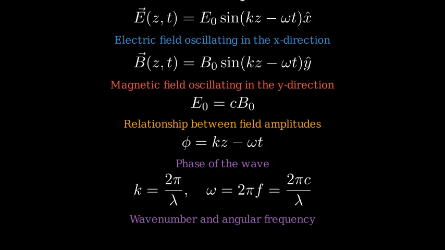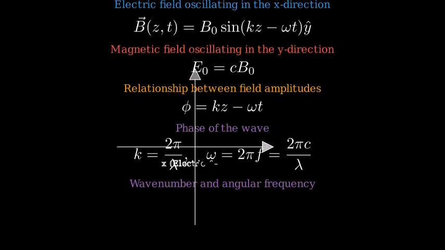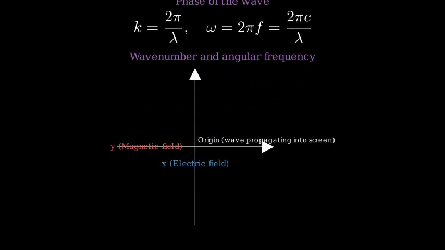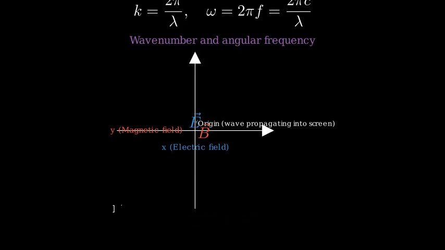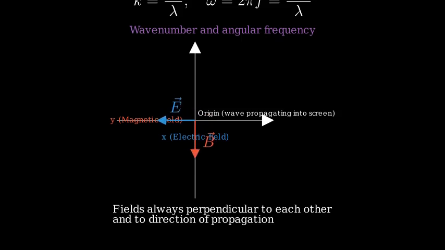Now, let's look at a cross-sectional view to better understand the phase relationship between the electric and magnetic fields. Here, we're looking at the wave from the side, perpendicular to the direction of propagation. As time progresses, both the electric field, in blue, and the magnetic field, in red, oscillate in perfect sync. They're exactly in phase. When the electric field reaches its maximum, so does the magnetic field. When the electric field passes through zero, the magnetic field does too. Note that the fields are always perpendicular to each other and to the direction of propagation, forming what we call a transverse wave.